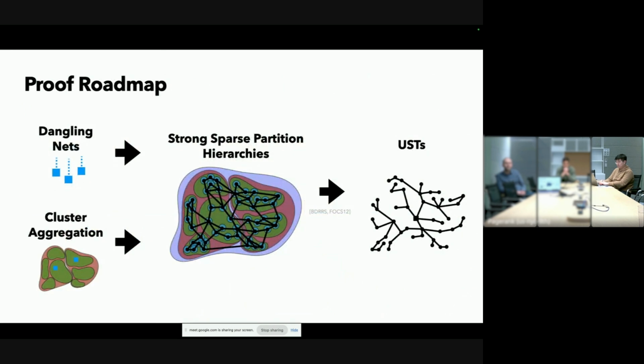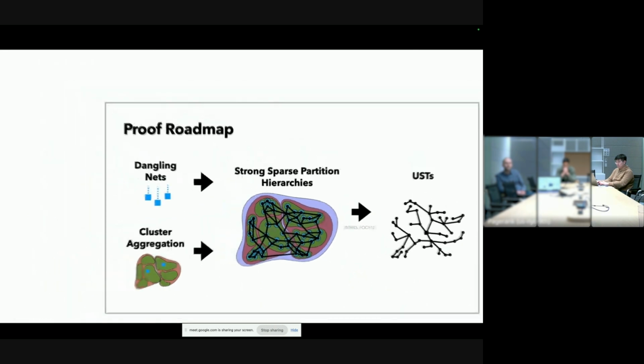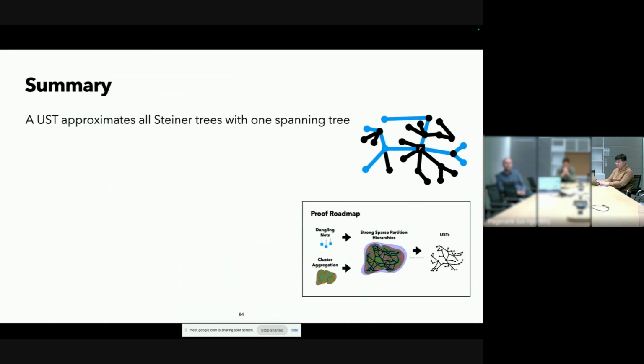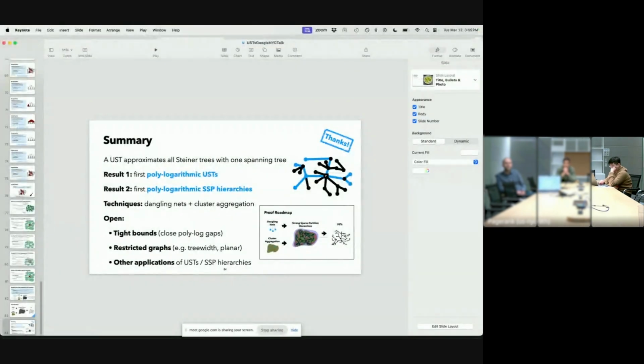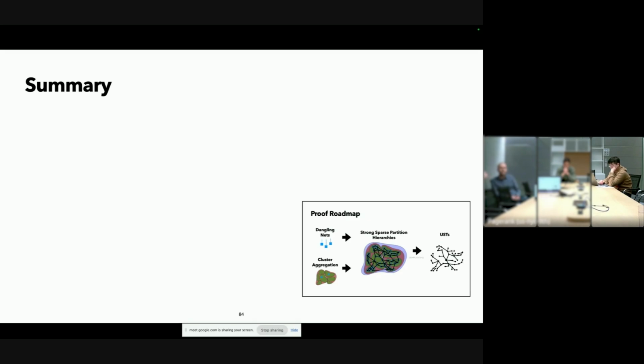So this is the main roadmap, how it all fits together. I spent most of the talk describing what all these things are, and then how dangling nets and cluster aggregation give you these strong sparse partition hierarchies. Let me quickly wrap up. This was a talk ostensibly about universal Steiner trees, but really about strong sparse partition hierarchies. A universal Steiner tree, again, is one spanning tree that approximates, I did that wrong. It's that one spanning tree that approximates all Steiner trees well.